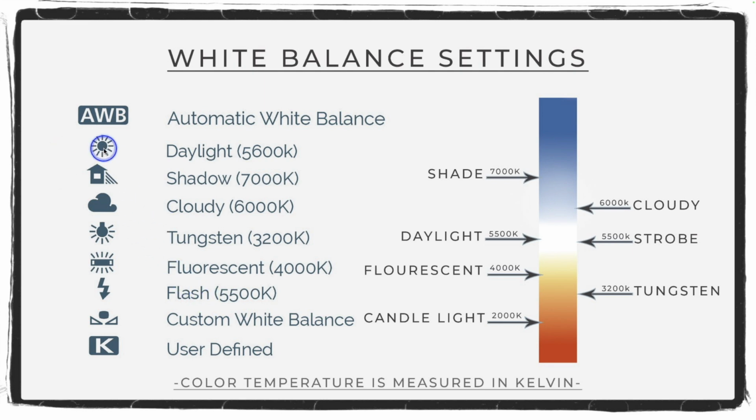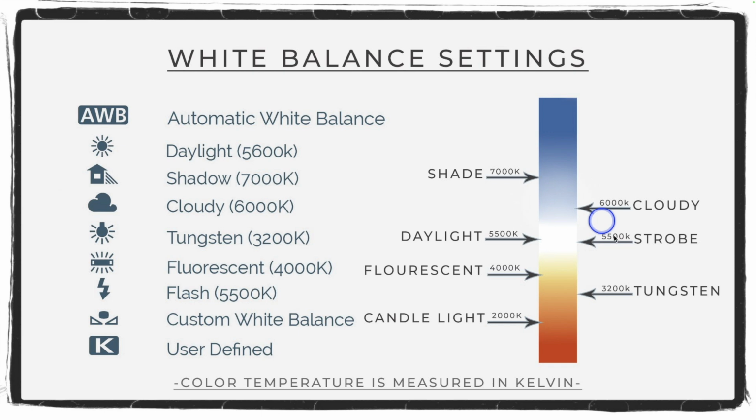So we have daylight, shadow, cloudy, tungsten, fluorescent, flash. You can do a custom white balance and user defined, meaning you're just setting the Kelvin temperature. In photography, we measure the color of light in Kelvin. So if you remember Earth science back in high school, that's the Kelvin temperature. Around 5,500 is a neutral white, all right? Usually daylight is somewhere around 6,500, so it's going to be a little bluer than normal daylight. It kind of depends on what time of day you're considering the daylight is.